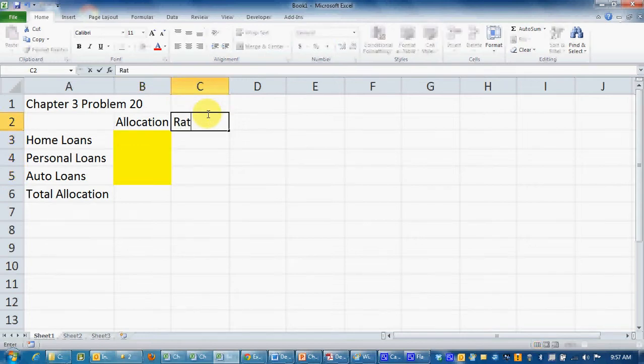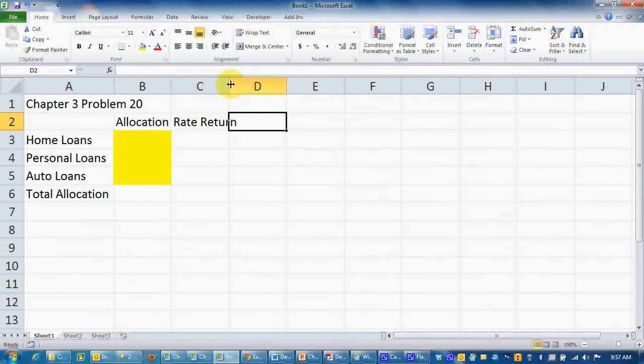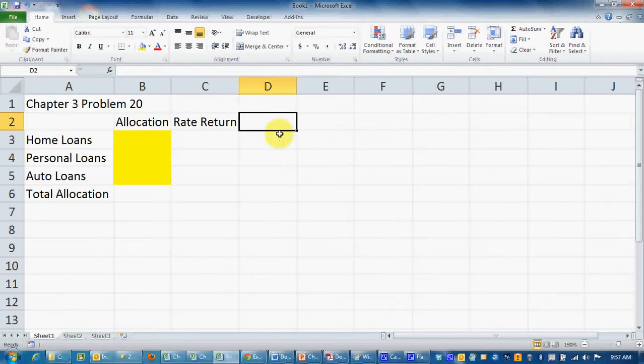And we have to include the rate of return in order to calculate the total return. And over here we have to actually calculate the return for each type of loan. So we're going to multiply the allocation times the rate of return and get the return for each. And then we're going to sum all those returns down here, and that's going to get our total return right there. So that's going to be our red cell.